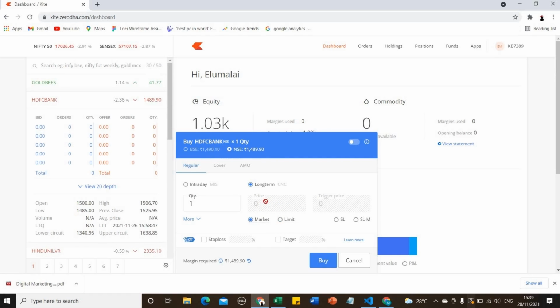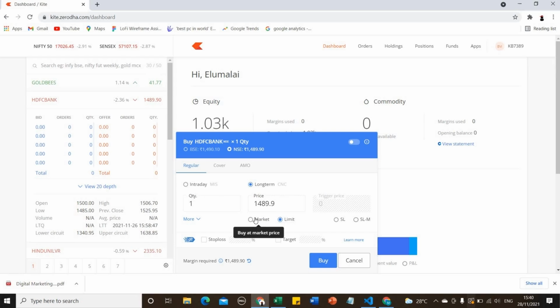It shows the current value, ups and downs. The current market value is what you're going to buy at. You can use the market option. And if you're going for a limit, you can reduce the current value and fix your own value. It's up to you guys.